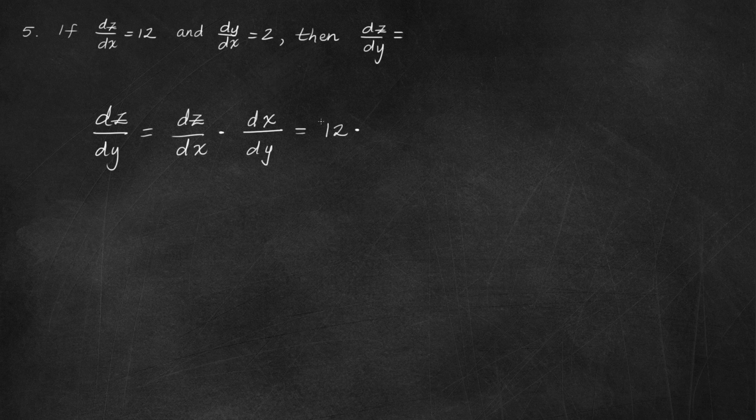So if dy/dx is 2, then dx/dy is 1/2, and 12 times 1/2 equals 6.